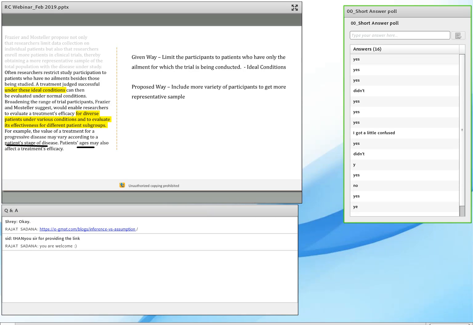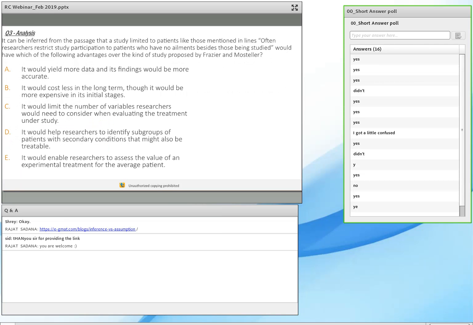Okay. So proposed way, include more participants, and with including more participants, you're also including more variables. So what's the advantage of the current way of doing this over the proposed way? I think when you look at this, choice C is something which you can infer, that it would limit the number of variables researchers would need to study. Why? Because in the current way, you're only studying a limited set of people.